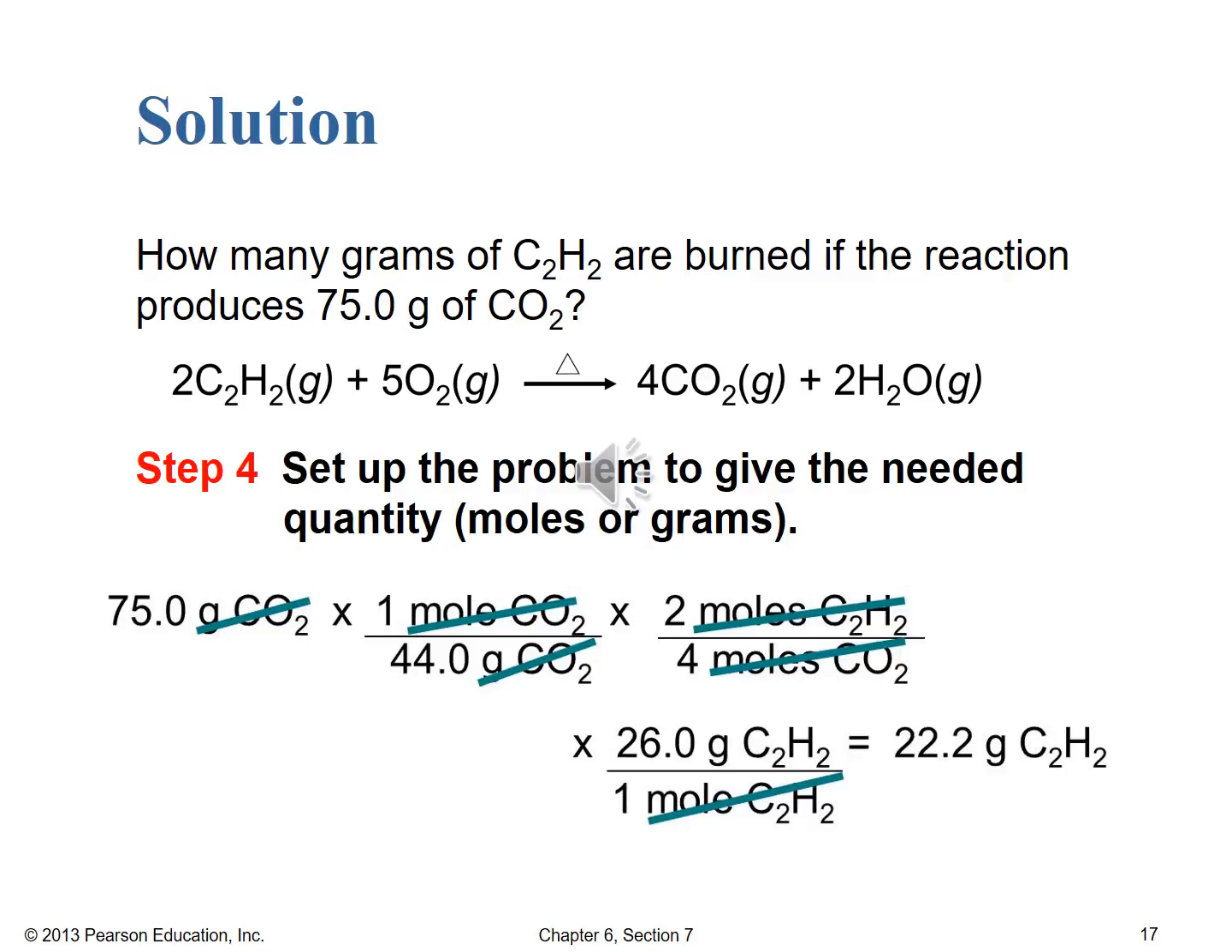And now that we're in moles of CO2, we can use those balanced chemical equation coefficients to see that we have 2 moles of C2H2 produced from every 4 moles of CO2. So we can cancel moles of CO2. We're now in moles of C2H2. In order to get finally into grams of C2H2, which is what the question asks, we need to multiply through by the form 26.0 grams C2H2 over 1 mole C2H2. That's going to allow us to cancel moles of C2H2 and to arrive at a final value of 22.2 grams C2H2, which was choice C.